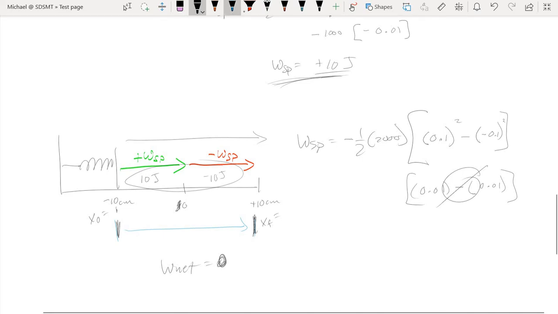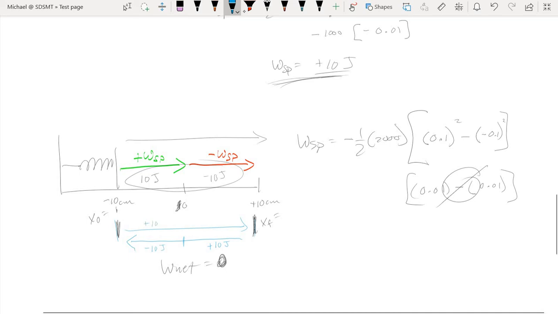Even though the net work was 0, we don't have a closed path here. To accomplish that, we would have to let the spring go back to its original starting point. But you know what? We've already done all of that work as well. If we let the spring return to equilibrium, we'll do positive 10 joules of work. But then the moment we pass equilibrium and go back to that negative 10 centimeter mark, we're going to do negative 10 joules worth of work.